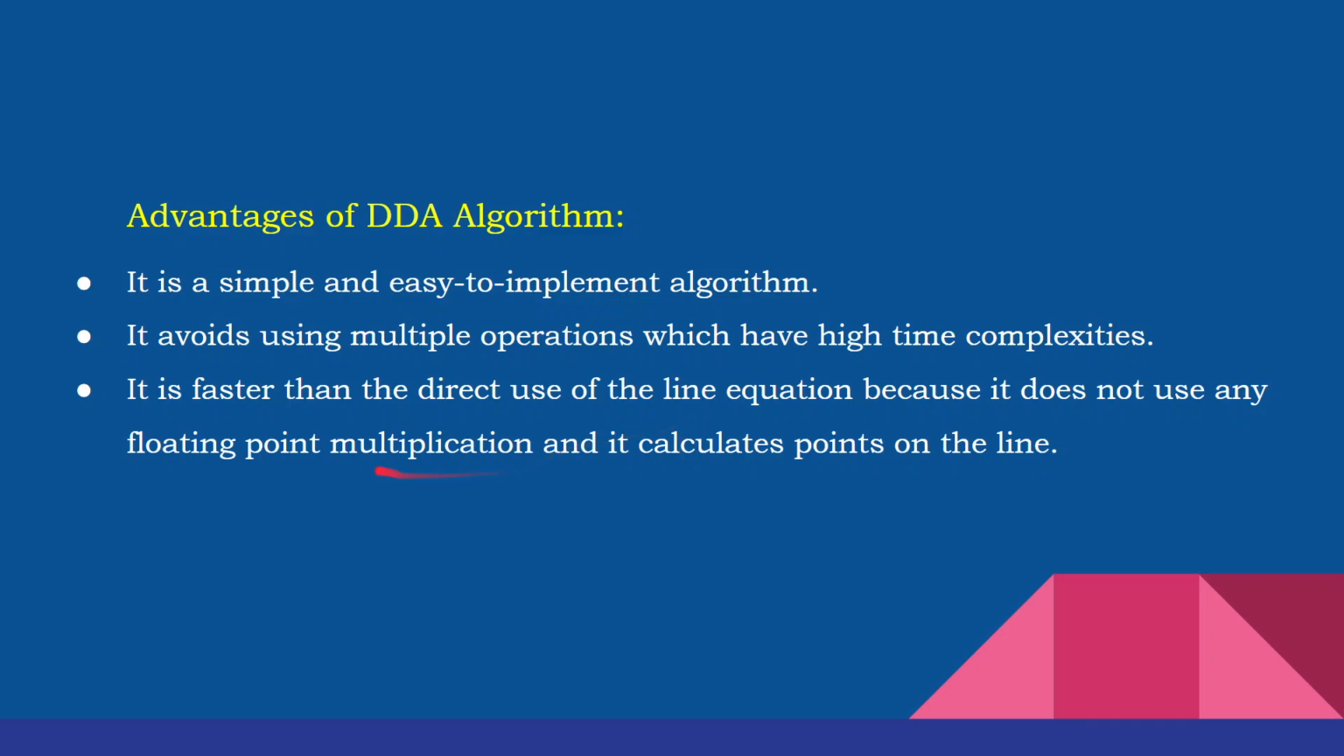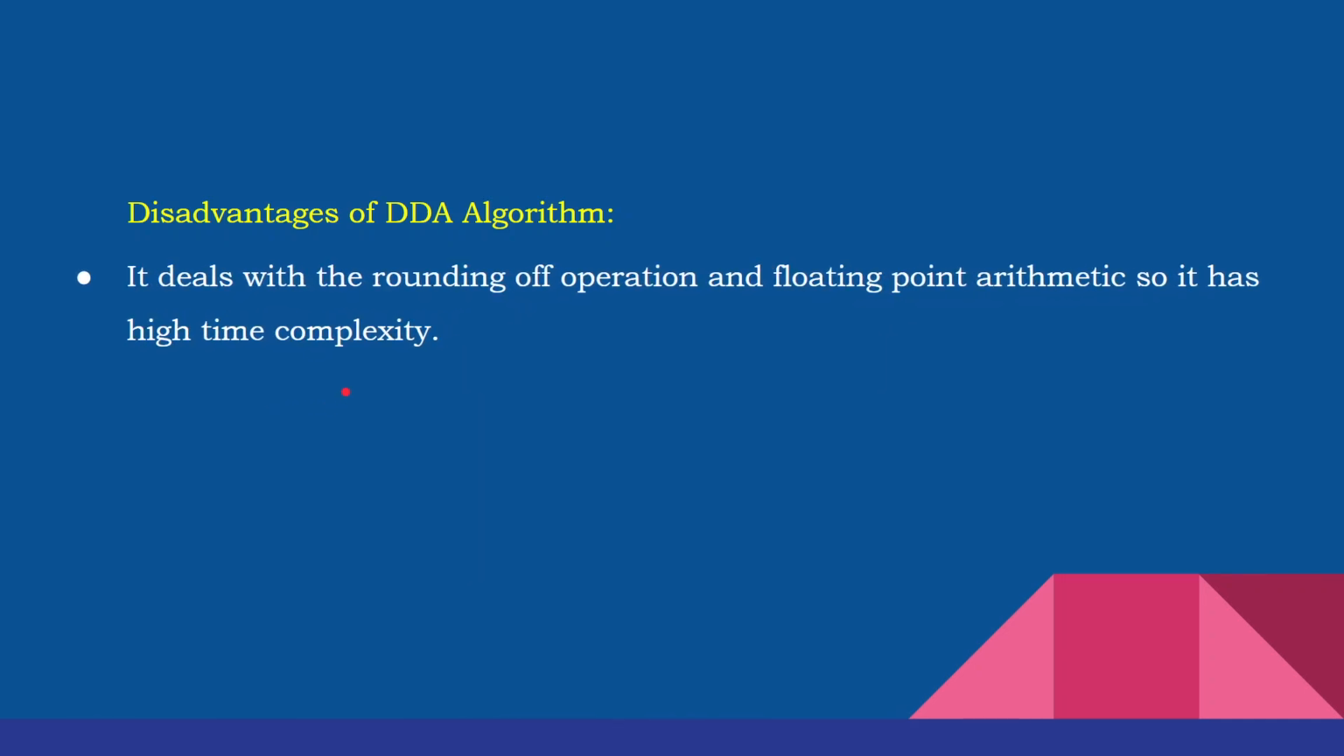That means we are going to step from the starting point to the ending point with the points calculated in the direction of the slope. The disadvantages of this algorithm are that it deals with rounding operations, because we know that we have the round operation to get the value of x, y. We have a function to round off. So that will create some error in the computation. And there are some floating point calculations which give high complexity.